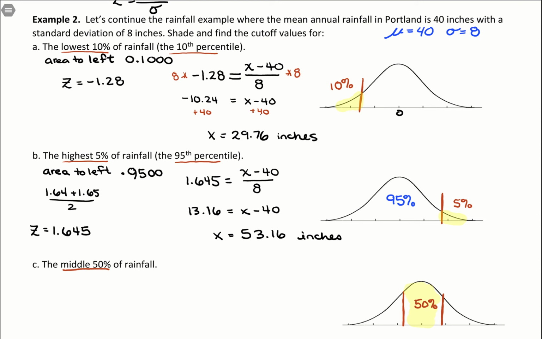So if the z-score lands right in between, average the two. Otherwise, like in the first example, just figure out which one's closest.